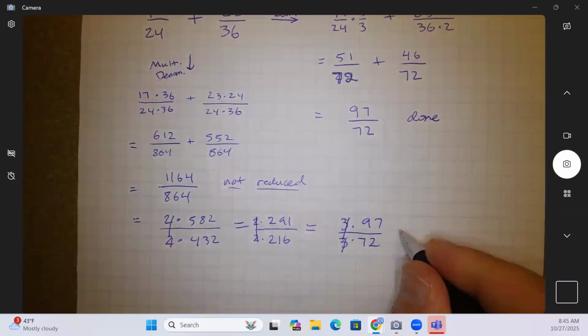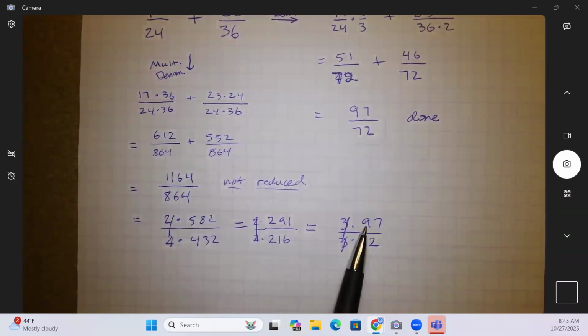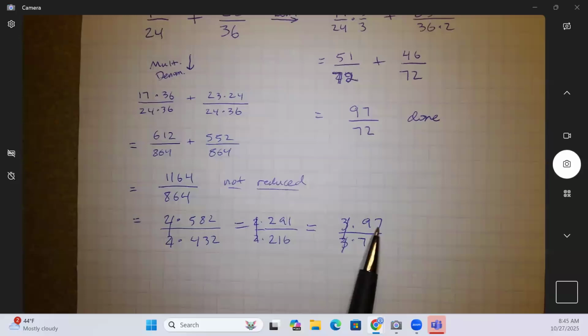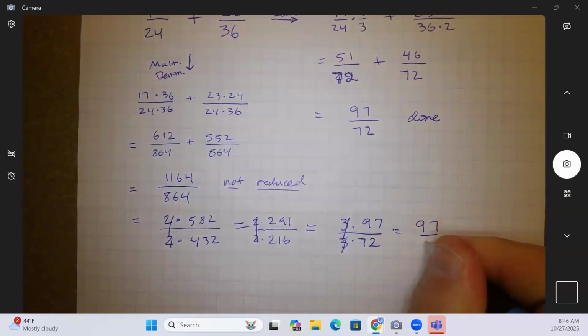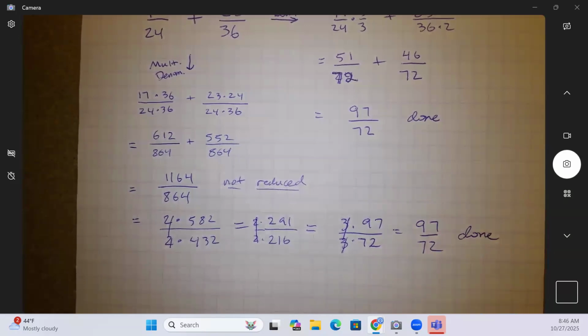And I check 97. I have to check a whole bunch of different numbers. I have to check 2, 3, 5, and 7. But I know it's not 2. I could check 3. It's not going to be 3. I know it's not 5. Check 7. Doesn't work for 7. So I end up reducing to the same fraction. So either way works.